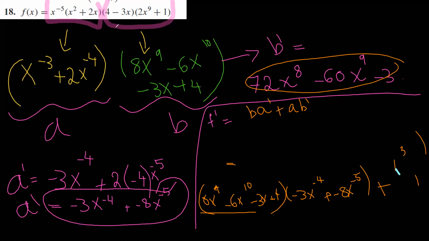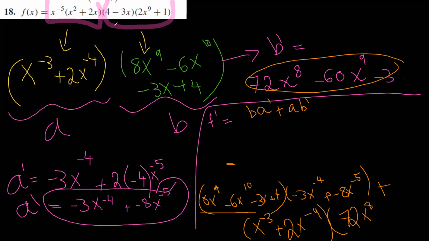The first function of B times A prime plus A times B prime. A, where's A? We said A was x to the power negative 3 plus 2x to the power negative 4, times, where's B prime? It is 72x to the power 8 minus 60x to the power 9 minus 3. Is it clear?